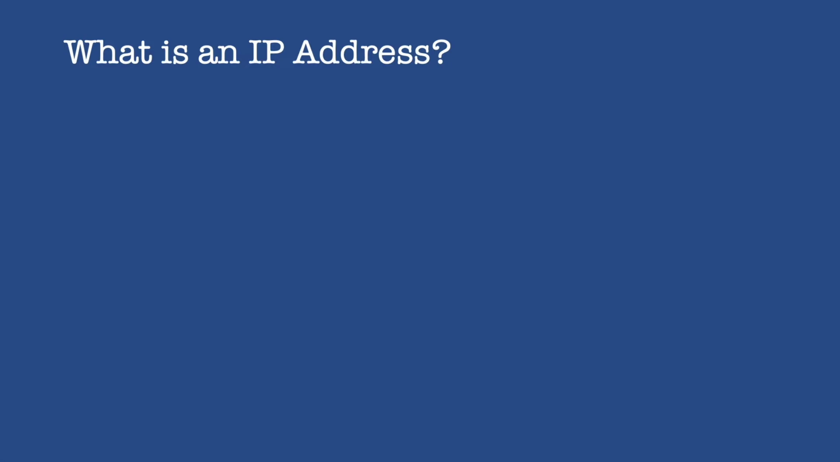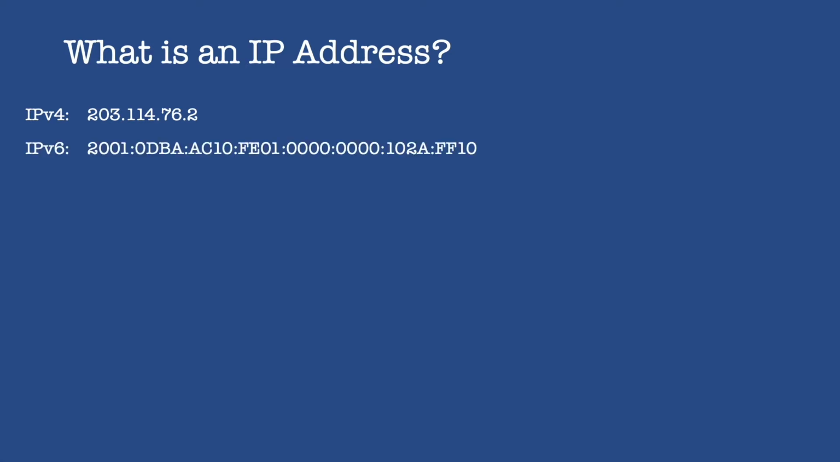But what is an IP address? The Internet Protocol, or IP address, that is most common, and that we will be referring to today, is based on IP version 4. It is expressed as a set of 4 numbers, such as 203.114.76.2. In recent years, however, a new version called IPv6 has been introduced that uses up to 32 characters. But as you can see, it's a lot longer and a lot more complicated and far less memorable.